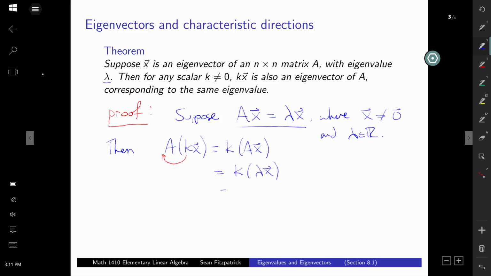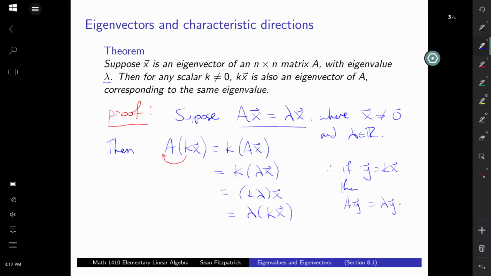Okay? And one of our properties says that if I've got a scalar times a scalar, I can put those together. And of course the order in which I multiply these scalars doesn't matter, so I can write this as lambda times kx. And then we're done, right? Because what I've shown is that if y equals kx, then Ay equals lambda y, and that tells me that this y is also an eigenvector.